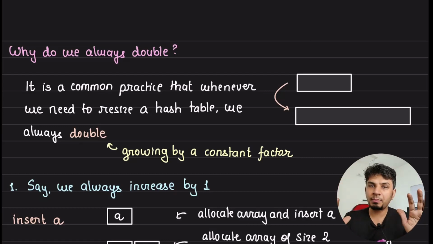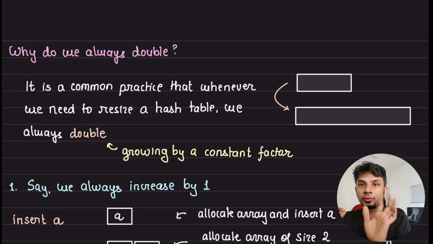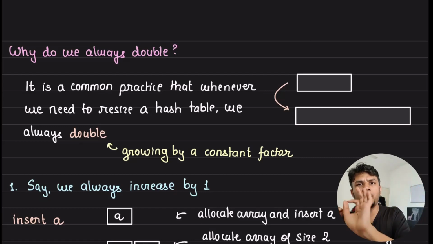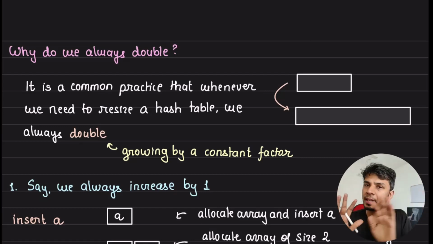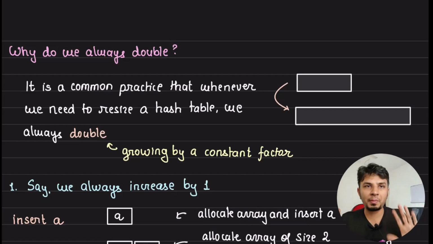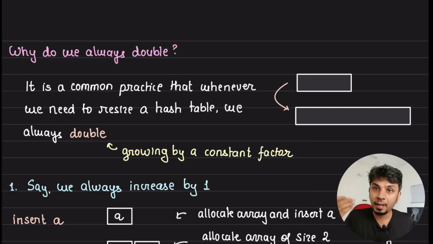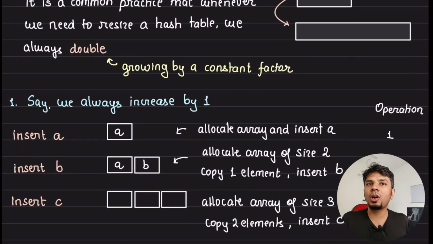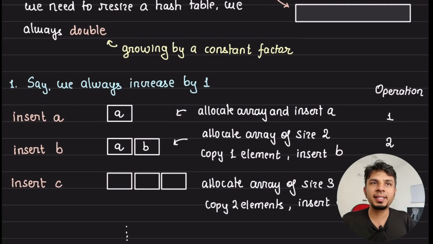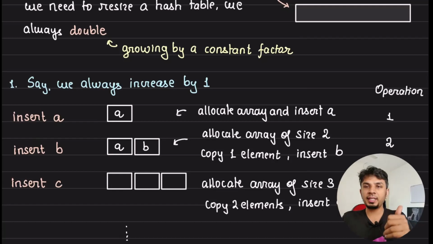So in most common implementations, you would see a growth factor of 2, but it could be 1.2, 1.5, 2, anything. It could be any number, but 2 is a very common implementation. Okay, to understand why we need to do it by 2, let's say we go to the other extreme and say we always increase the array by 1, right?